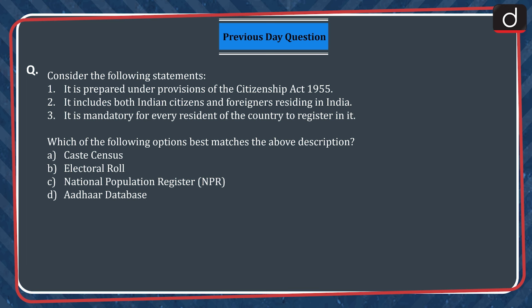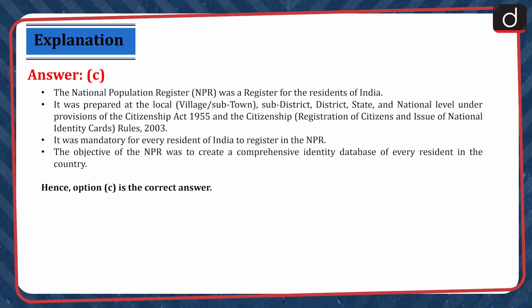A. Caste census. B. Electoral roll. C. National Population Register. D. Aadhaar database. The correct answer is option C. The National Population Register was a register for the residents of India.